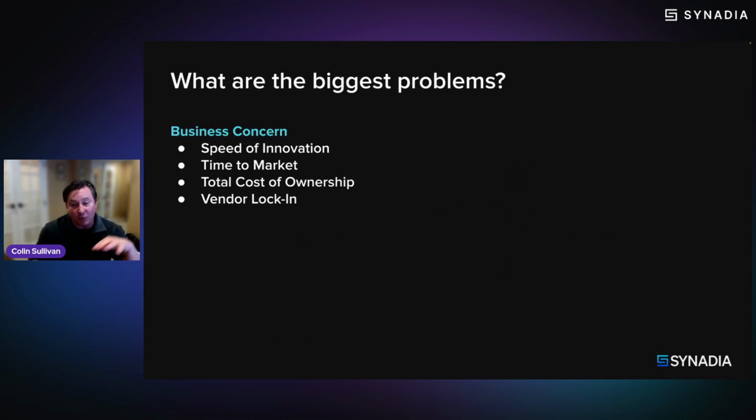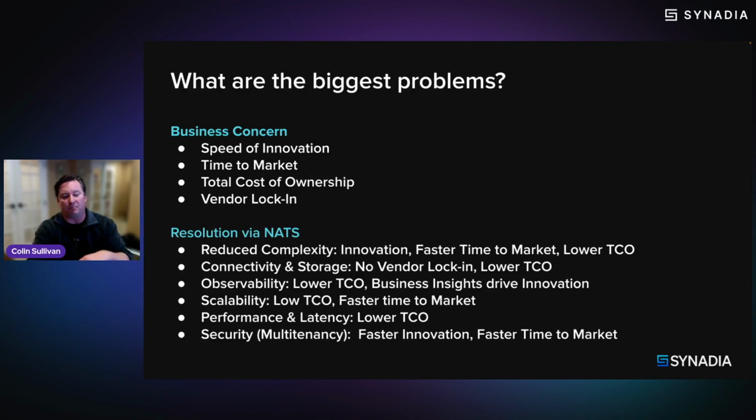I promise I will go down into technical detail, but I just wanted to talk a little bit about the biggest problems we see, the macro problems and concerns, which are speed of innovation, time to market, total cost of ownership, and vendor lock-in. These tend to be the biggest problems we see. Most of Synadia's customers and most NATS users end up using NATS to solve issues in one of these areas.